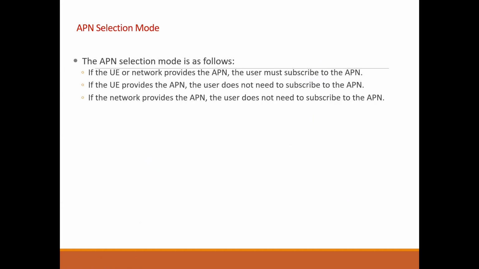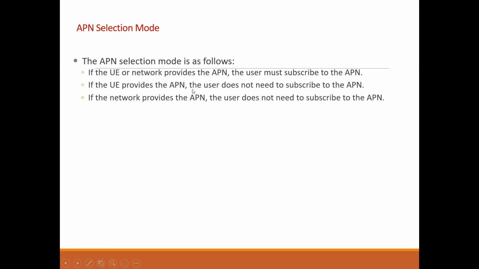Okay, so this is how the APN selection mode works. If the UE or network provides the APN, the user must be subscribed to that APN. As we studied in the HSS and HLR, when you're subscribed to a service, when your provisioning is done, and you need to enable your internet services, then your profile must be subscribed to that APN in the HLR and HSS. If you don't have an APN in HLR HSS, your service is not going to work, because you won't be authenticated. Your APN will be authenticated, and that profile will not be copied to SGSN, and you will not be able to use the internet service.